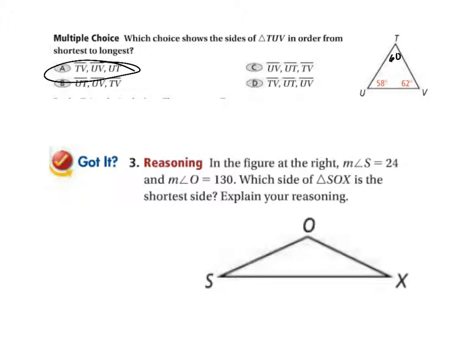Okay, let's look at this next one. In the figure at the right, angle S is 24 degrees and angle O is 130, and again, I can figure out what this missing angle would be. I need to know that before I can designate which side is going to be the shortest. So this is 130, plus 24 is 154, so that's going to have to be 26 degrees for that to all add up to 180. Which then means the 24 was the smallest, so the side across from that has to be the shortest side. I would say segment OX is the shortest side.